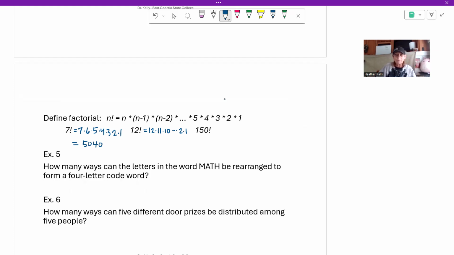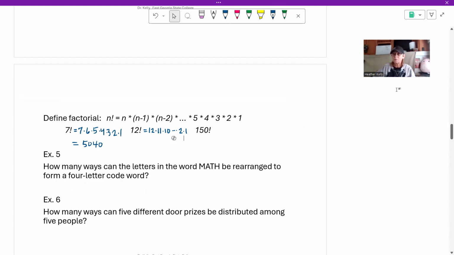Now, I meant to, and I don't know. Hold on, y'all just bear with me. I should have put a calculator up so I could show you how to do this on a calculator. Duh. So, give me just a second.